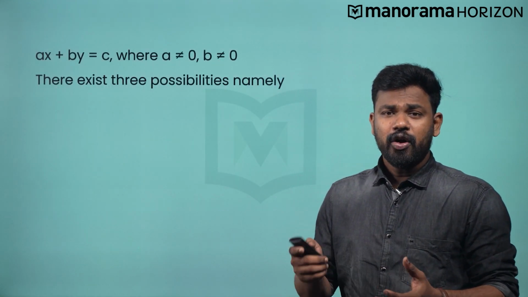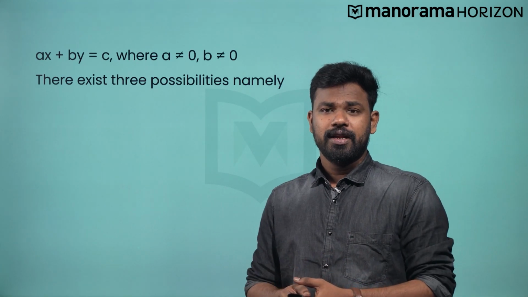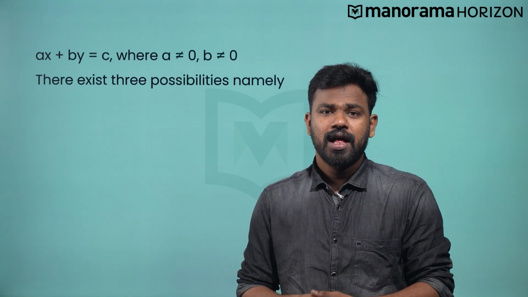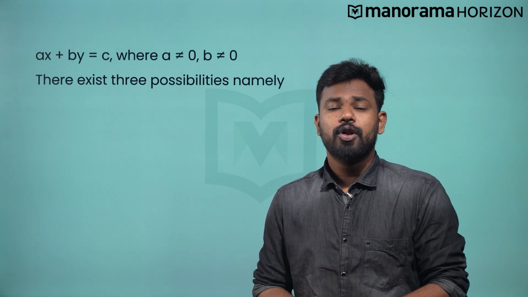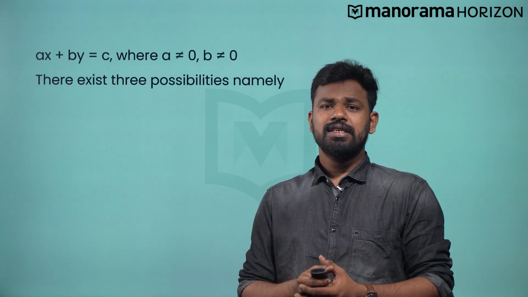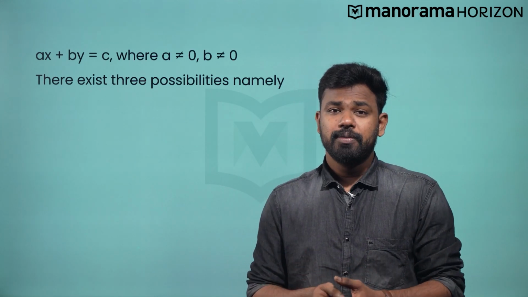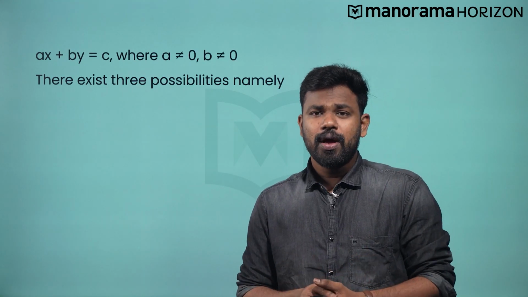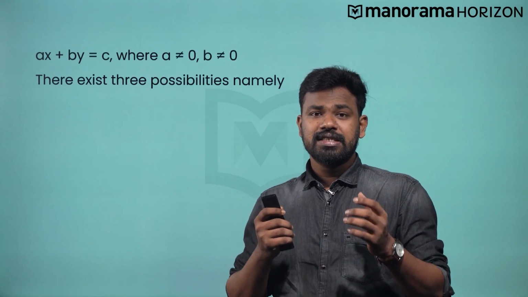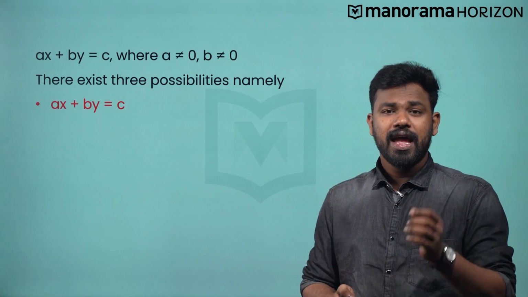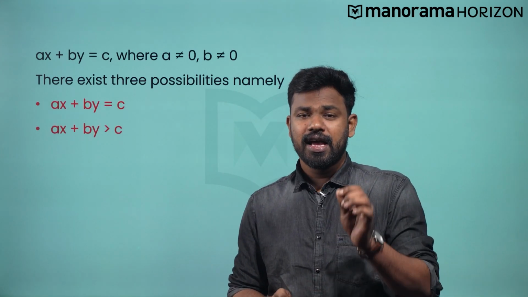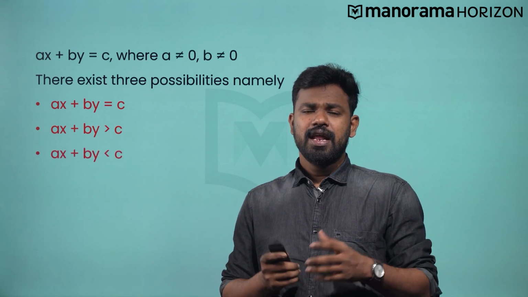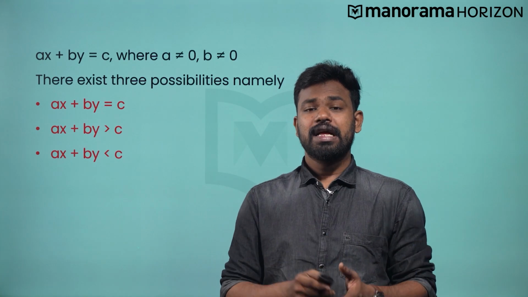Okay, so now if you plot a point in the Cartesian plane, the point will either lie on a line or will lie on either of the half planes, that is right or left, or the upper or the lower plane. Now let us consider a line ax plus by is equal to c, where a is not equal to 0, b not equal to 0. Since inequality is not exactly equal, there exist three possibilities, namely ax plus by is equal to c, ax plus by greater than c, and ax plus by less than c. Now let's visualize these possibilities graphically.